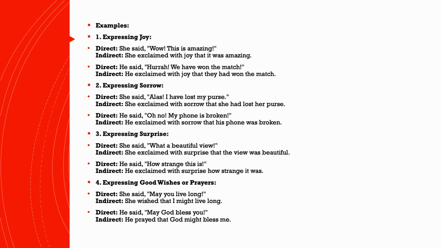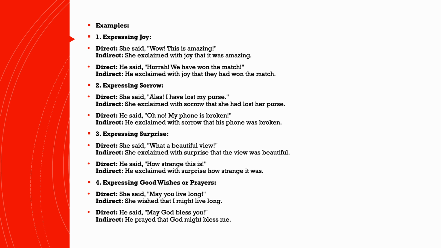The first one, she said, wow, this is amazing. Now here it's a feeling of joy. So we'll mention exclaimed. It will be, she exclaimed with joy that it was amazing. So we are using the word that here. The next one also, he said, so it will be, he exclaimed with joy that they had won the match. The remaining part of the sentence remains the same. And we have to remember that we have to remove the exclamation mark.